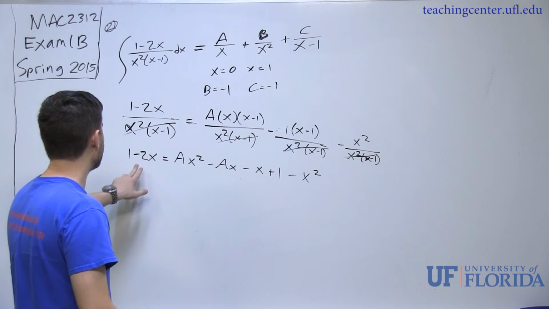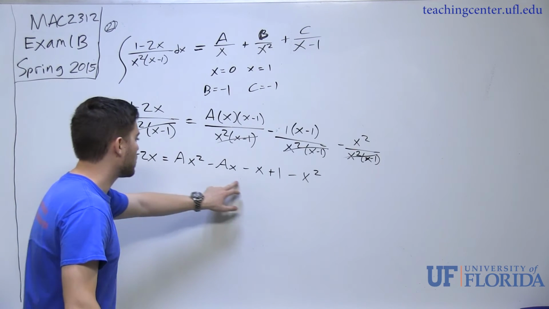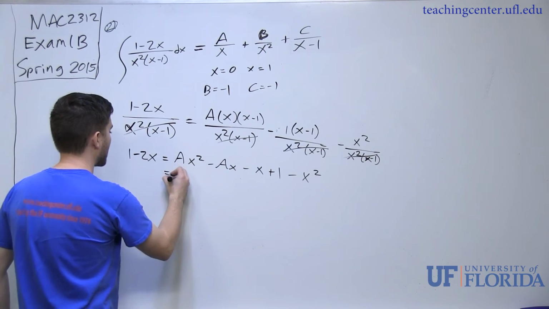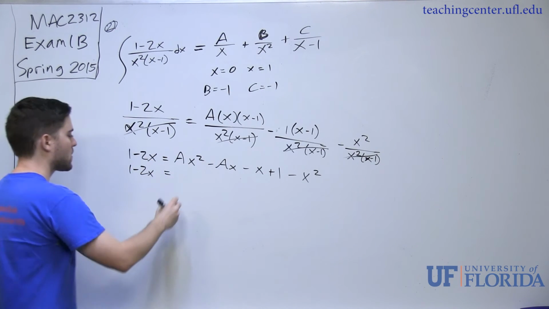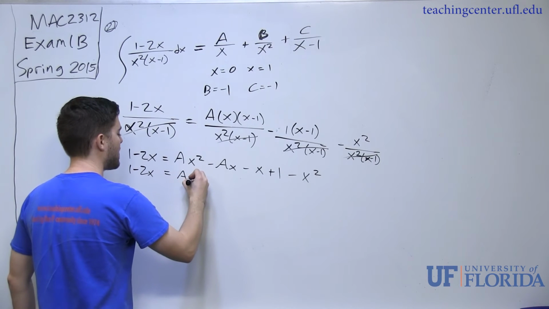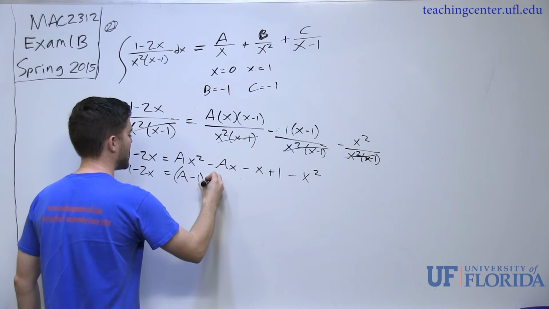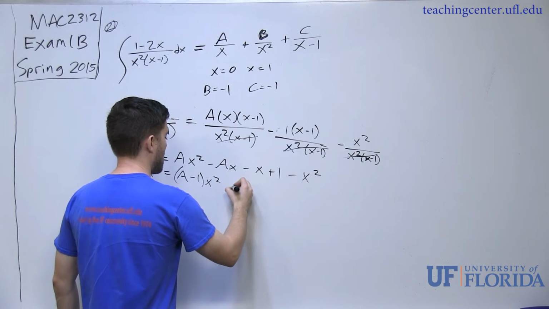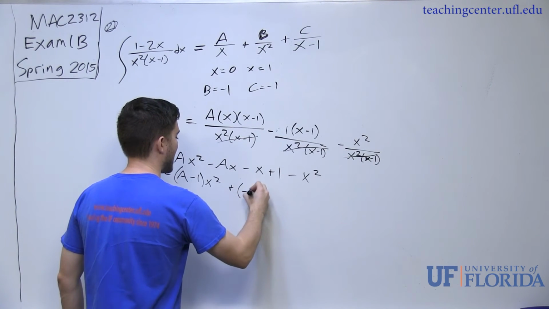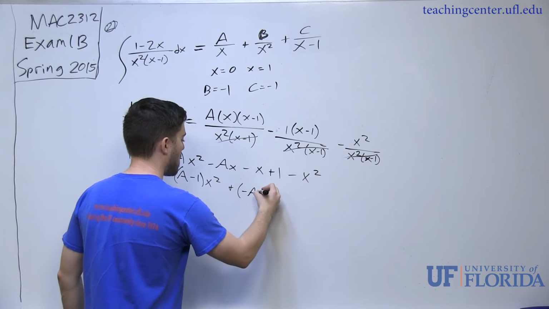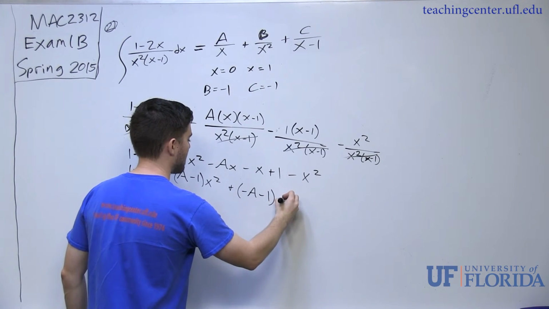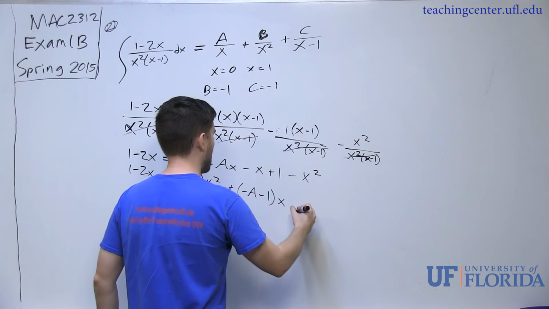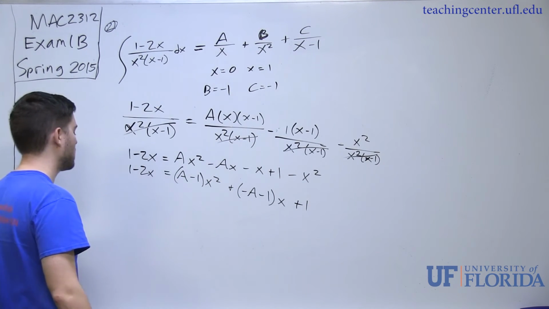So I can do this one of two ways. I can group them according to their power. If I organize them a little bit more, I have a minus 1 times x squared. I then have a minus a minus 1 x, and then I just have a plus 1 by itself.